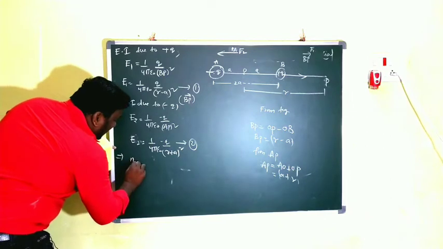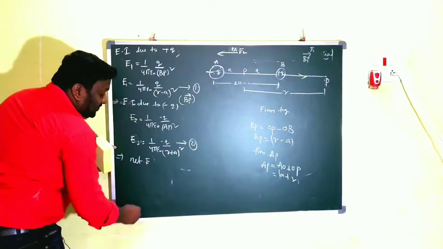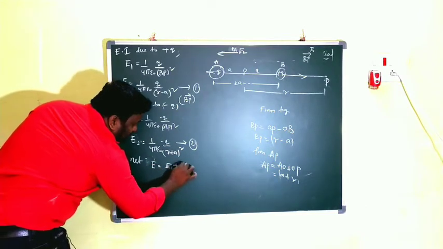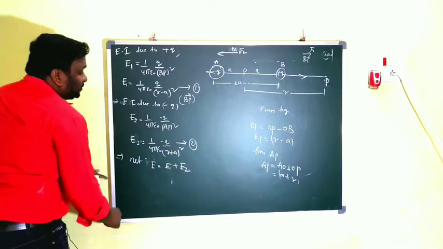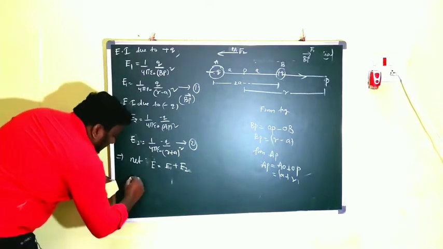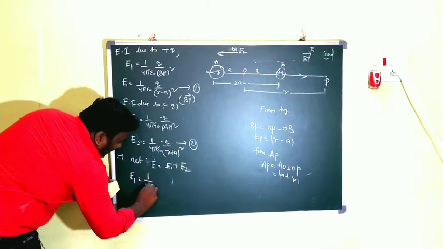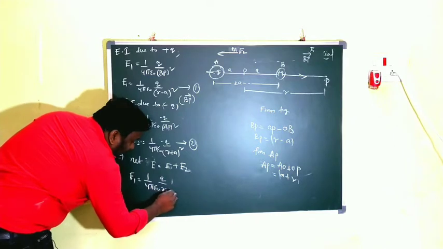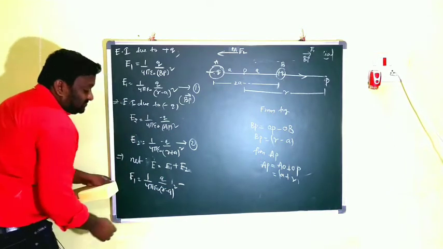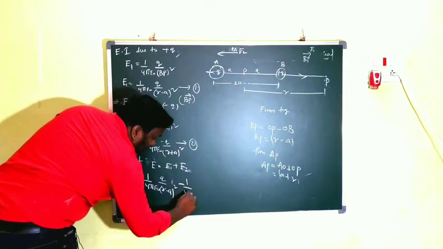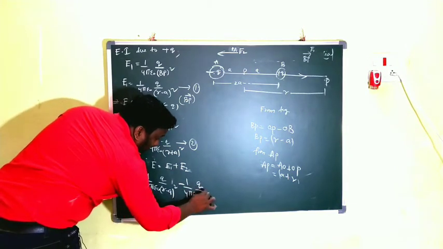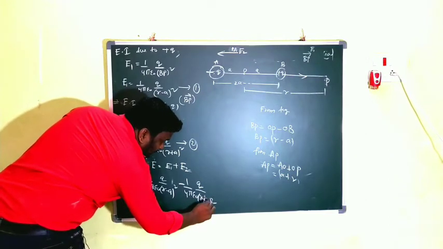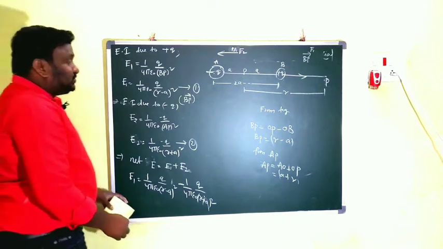Now I am writing the net electric field intensity. The net electric field intensity is nothing but E1 plus E2. So here you have to substitute. E1 is 1 by 4 pi epsilon naught into q by R minus A whole square, minus, substituting 1 by 4 pi epsilon naught into q by R plus A whole square. Clear?